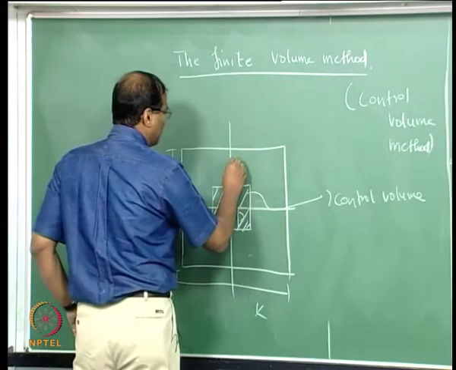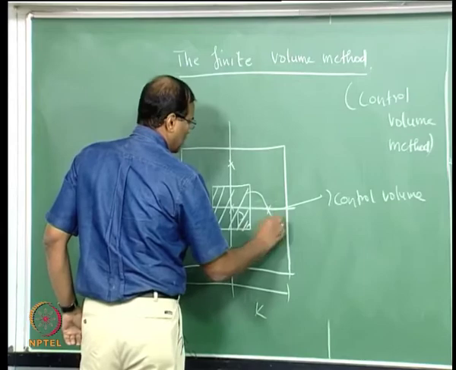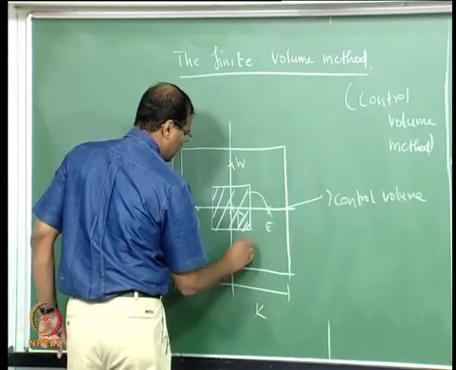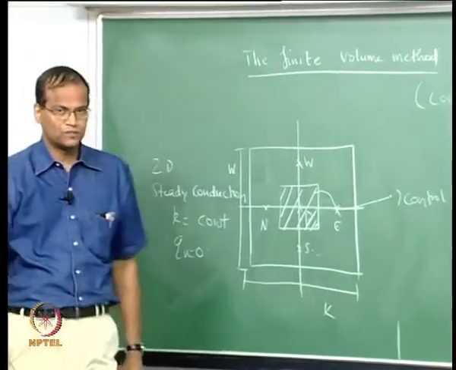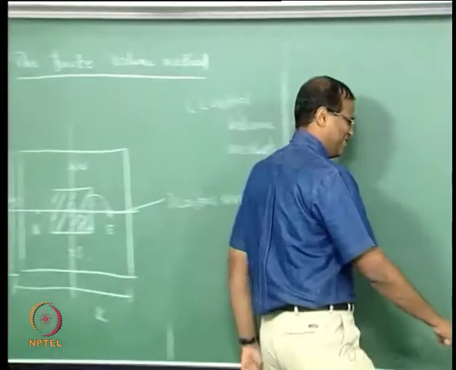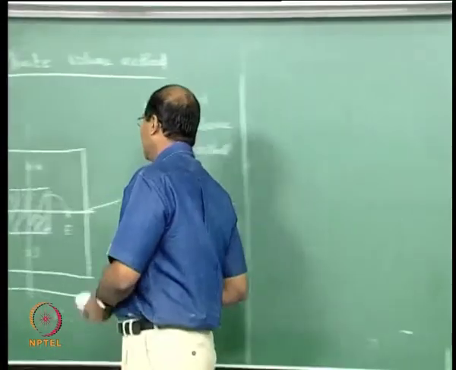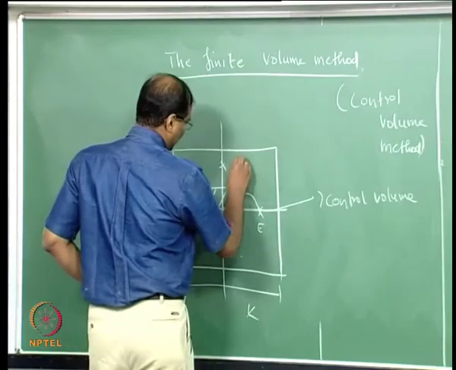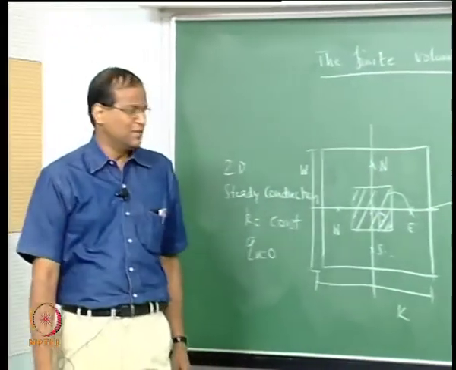This node P has some neighbors: east, west, north and south. Oh, I messed up, okay. It has 4 neighbors.